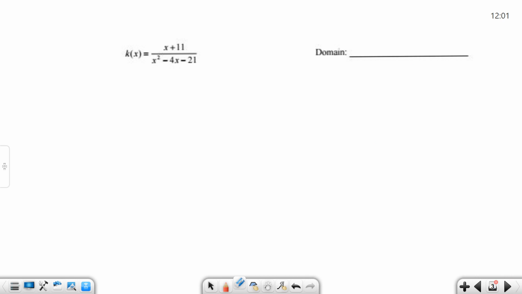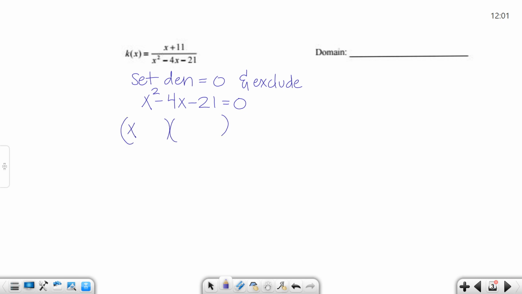Okay, let's try one more of these. So for this function k, I see that it has a denominator. So since it has a denominator, I'm going to set the denominator equal to 0. Do not touch the numerator. Now technically it says set the denominator equal to 0 and exclude. I kind of left that part out, sorry. To solve an x squared equation, we solve it by factoring. The factors of 21 that subtract to give me 4 are 7 and 3.